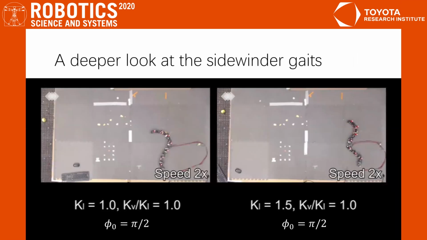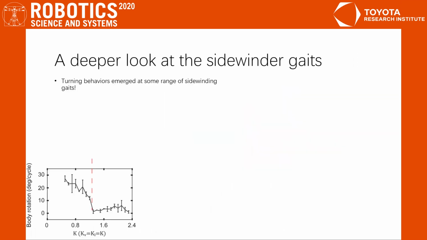However, when we test the Sidewinder gait formula, we observe that the turning behavior emerged as we decrease the spatial wave numbers. We measure the emerged turning by the rotation per cycle, and we observe that significant body rotation only occurs for a range of gaits with fewer wave numbers.